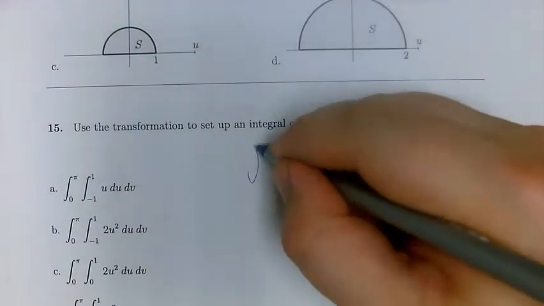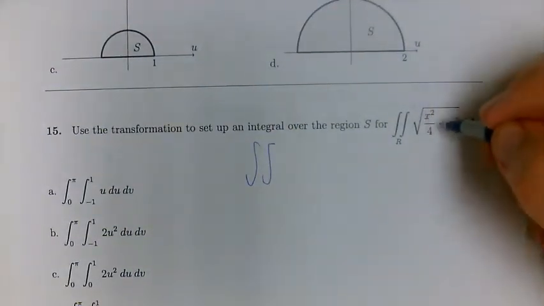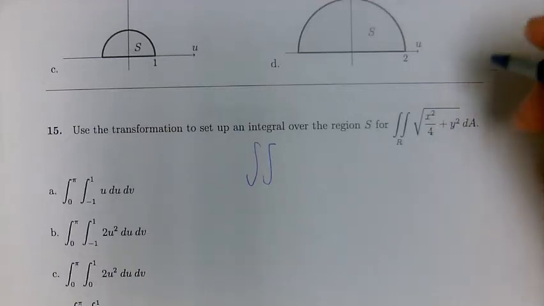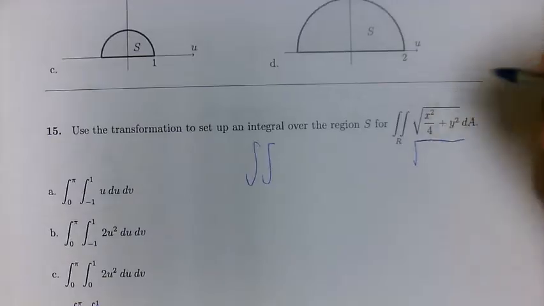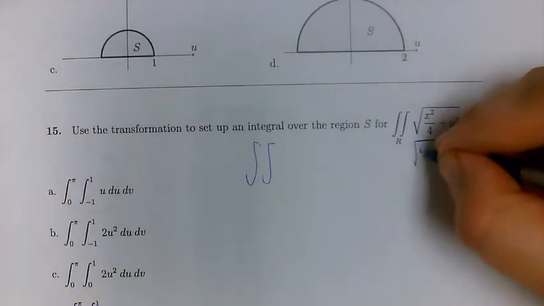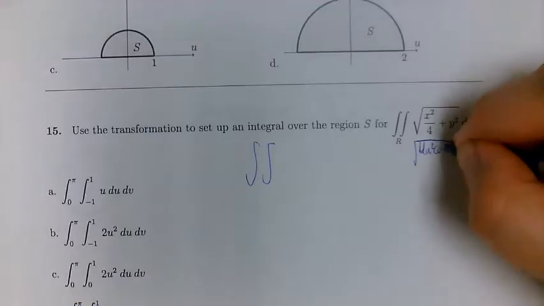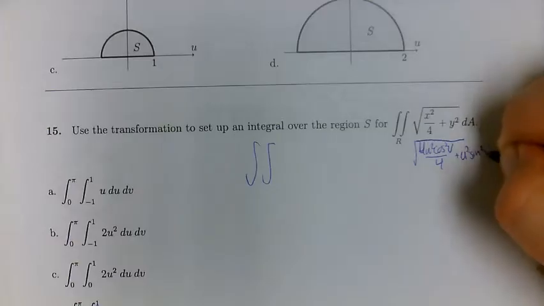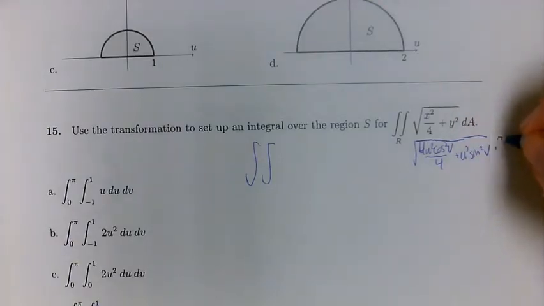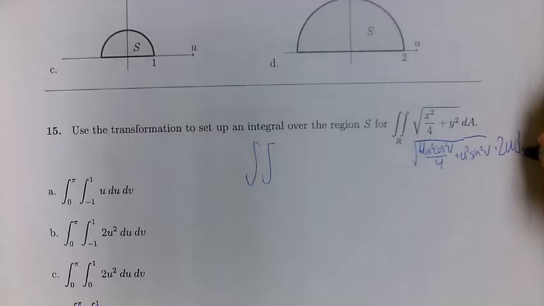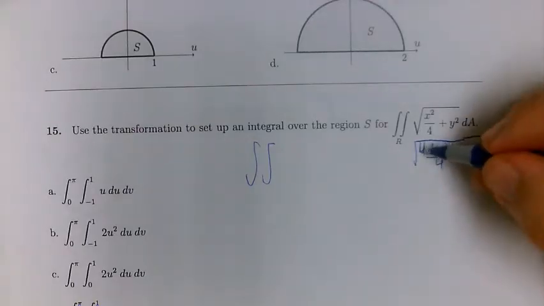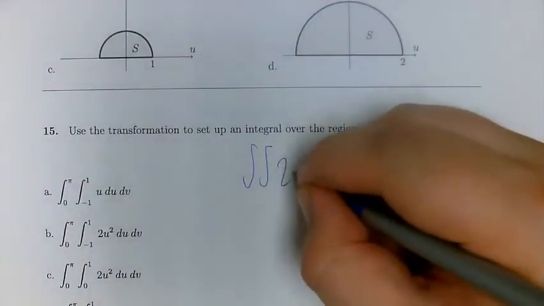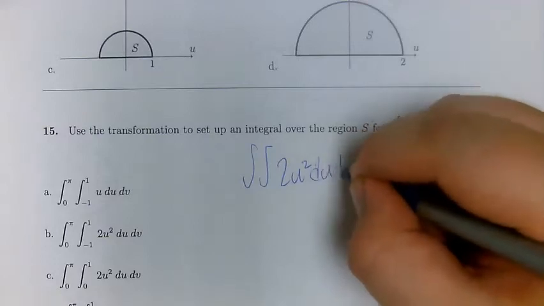All right, so let's see here. We have the square root of x squared over 4 plus y squared. Well, in terms of u and v, this is the square root of 4u squared cosine squared of v over 4 plus u squared sine squared of v. And then we have our Jacobian of 2u. So when we simplify all of this, the 4s cancel, we have a Pythagorean pair here, so we end up with 2u squared du dv.